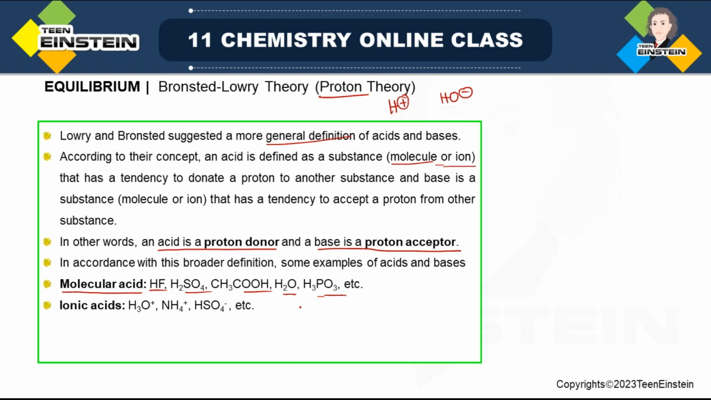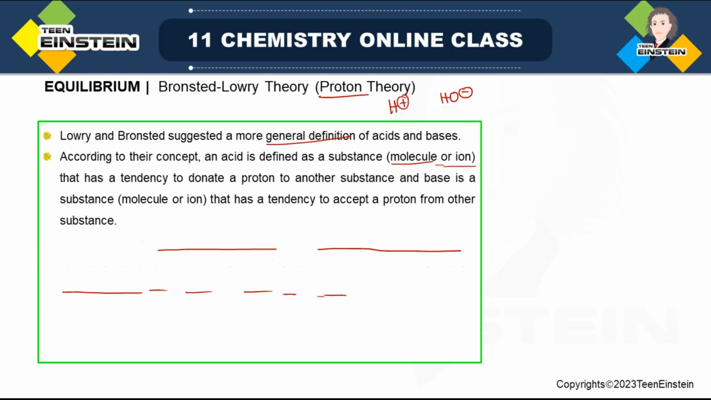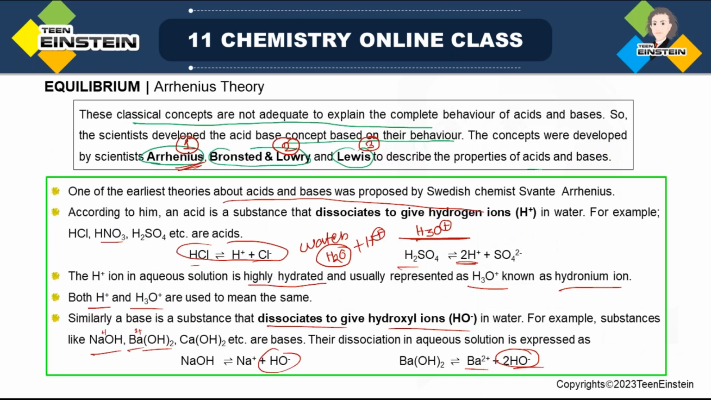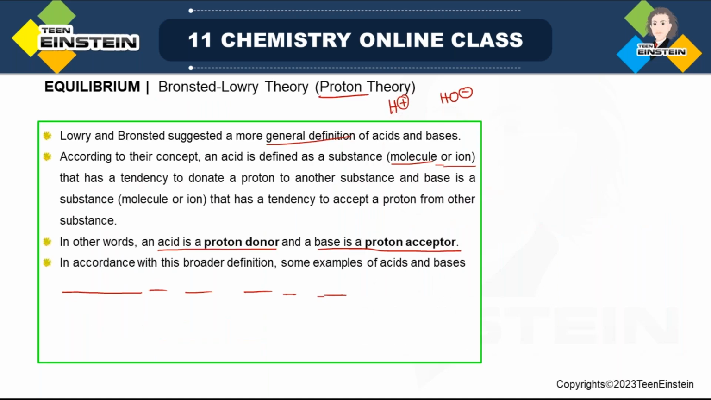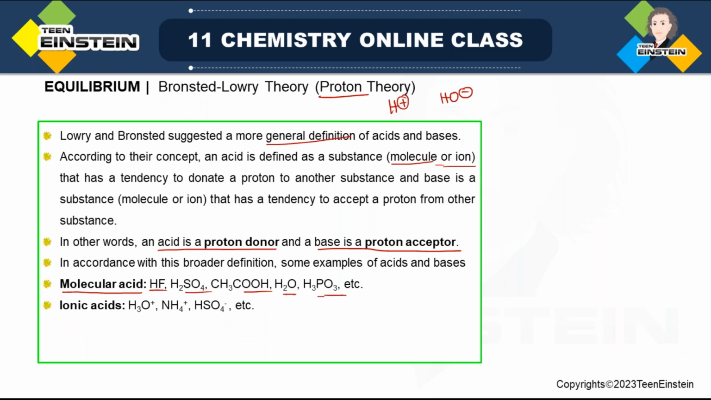Now, for the acid part, you can find similarity in the definition with Arrhenius. In Arrhenius also we have seen that they dissociate to give hydrogen ions. So in this case also we are saying it is a proton donor, so it has some similarity from the acid point of view. And for ionic acid examples, see, we have some cations, we also have anions.